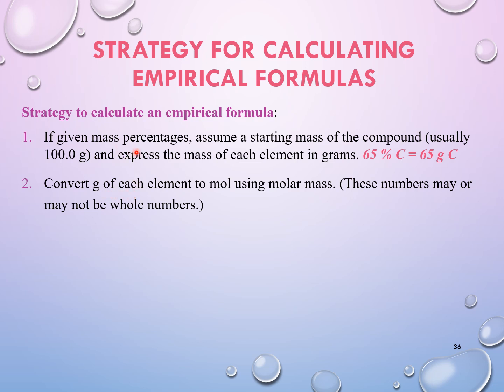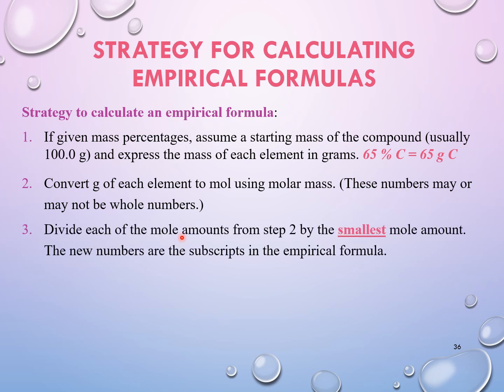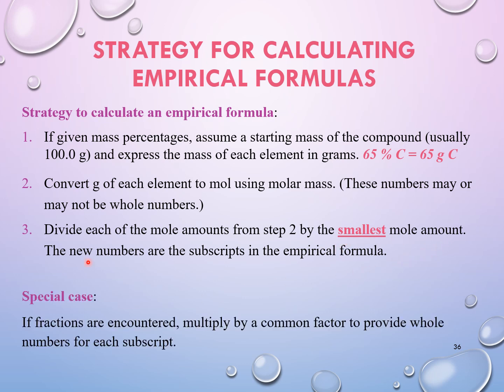If they give you mass percent, assume it's 100% for 100 grams, and then you get your grams. Once you get the grams, you convert to moles using molar mass, and then these numbers usually are not whole numbers. They're going to have a lot of numbers behind it, so try to follow the sig-fig rules there. And then you divide all the element units by the smallest mole amount. So it will make more sense when we see some examples. We divide it by the smallest, so that way you can get a ratio.